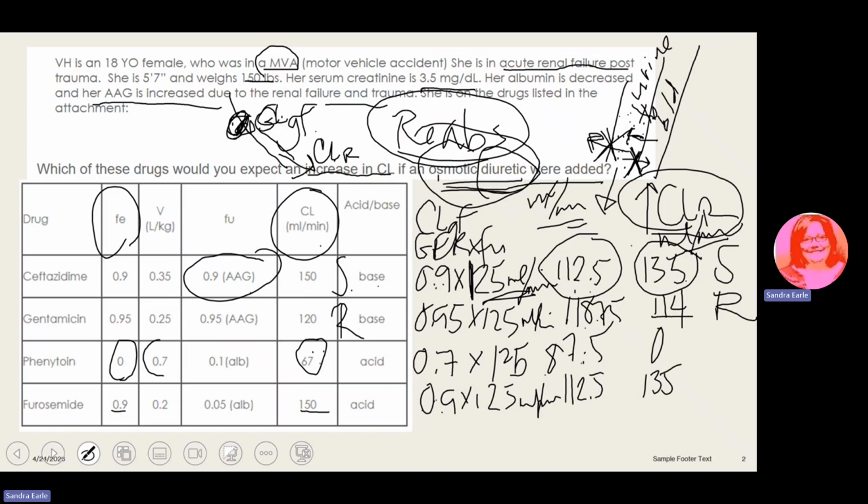87.5 to 0 again is reabsorbed. And 112 to 135, drug is being added, so it's secreted. So secreted, reabsorbed, secreted, reabsorbed. So the answer to this is going to be anything that's reabsorbed. So it's going to be furosemide and gentamicin, isn't it? That's going to be your answer. So we did all the hard work, but we're going to move on to the next slide.